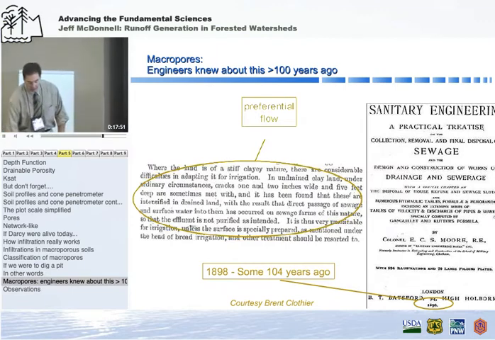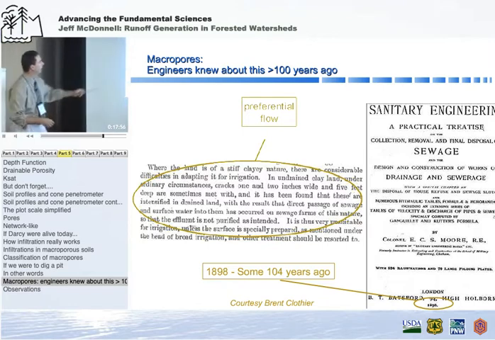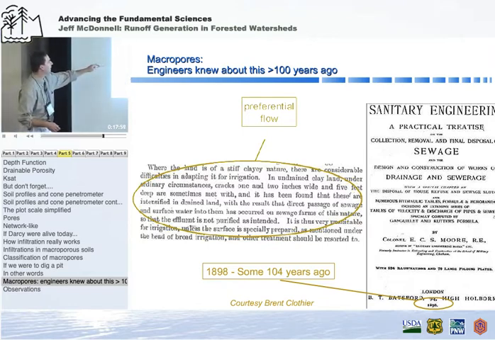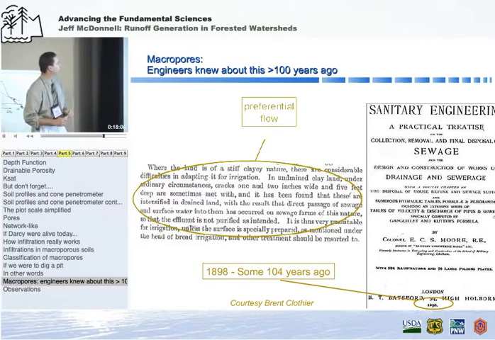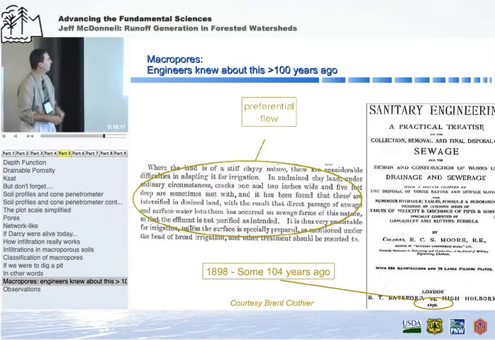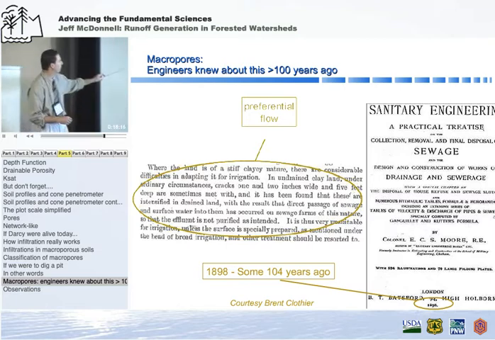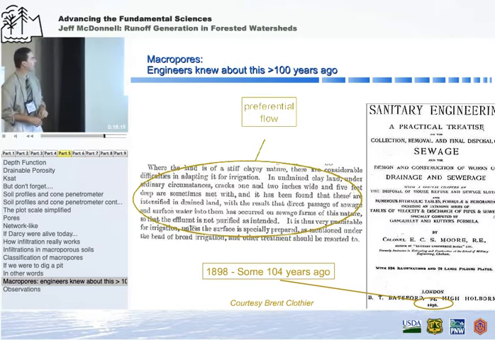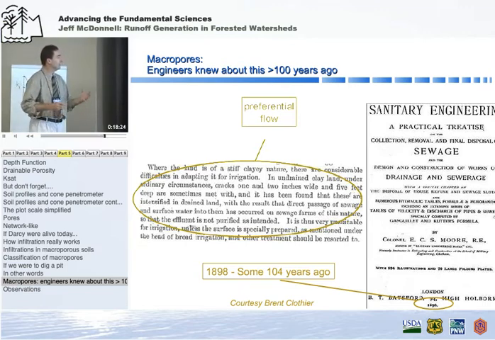Now, this is not a new concept, and I just want to make you aware of this fact. Here's a paper in 1898 where a sanitation engineer, as they were called back then, is saying that cracks 1 and 2 inches wide and 5 feet deep are sometimes met with, and it has been found that these are intensified in drain land with the result that direct passage of sewage and surface water into them has occurred on sewage farms of this nature, so that the effluent is not purified as intended. In other words, people have been aware of this for some time.